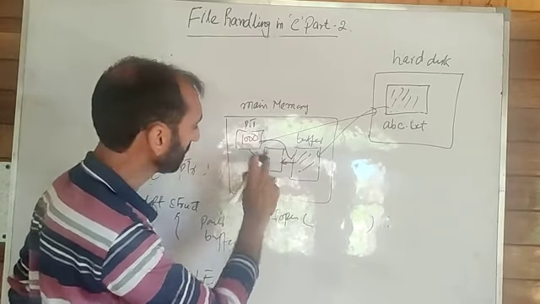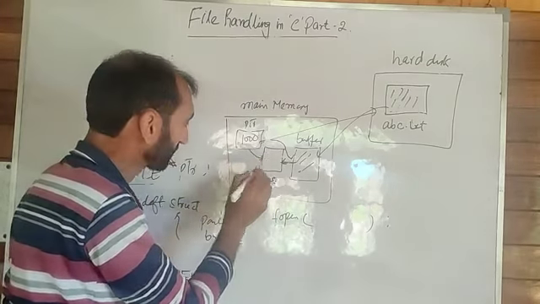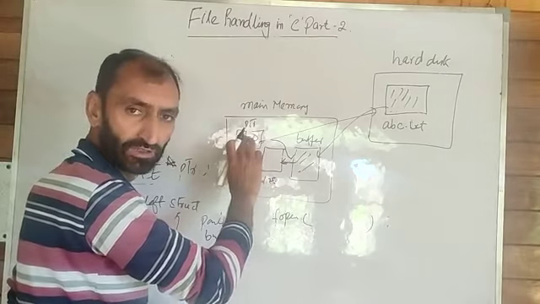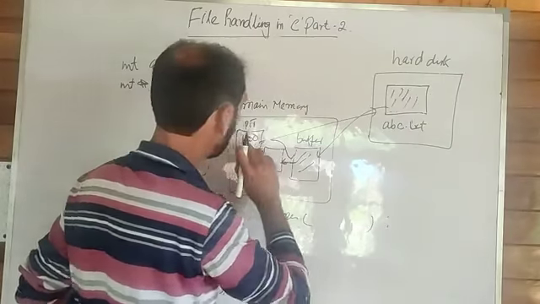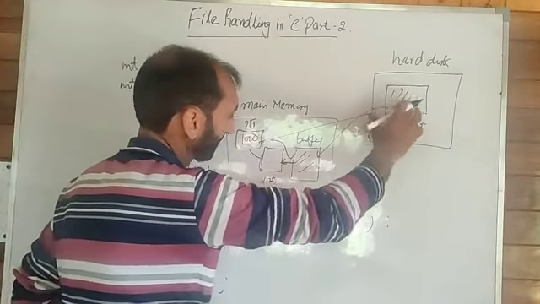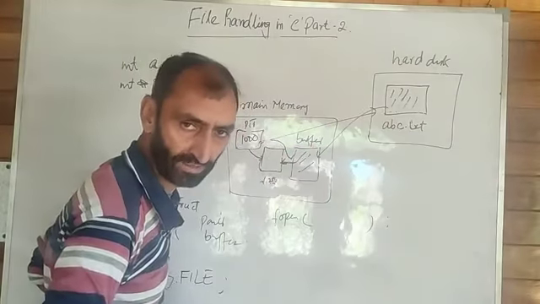This is a variable of type FILE, whose address we can store in the pointer. So we cannot access the file directly. Can we access the file directly? No, we can access it through this buffer and then to the file.